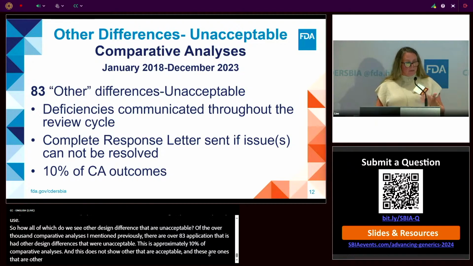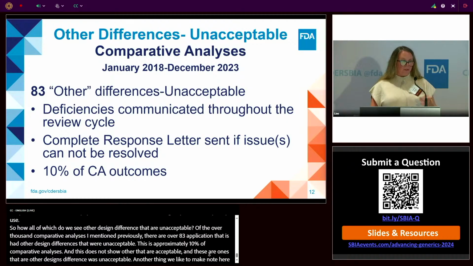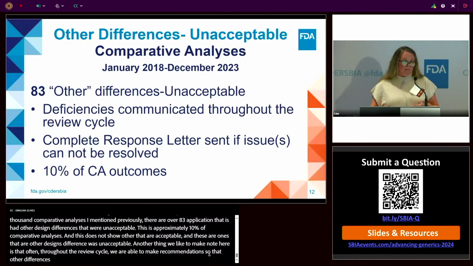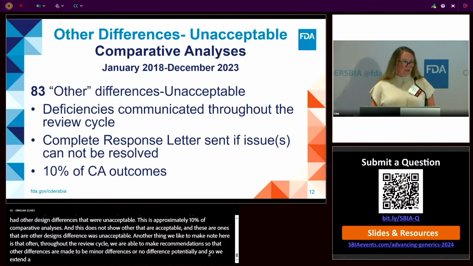The other thing that we'd like to make note of here is that often throughout the review cycle, we are able to make recommendations so that these other differences are made to be minor differences or no difference potentially. And so we only send a complete response letter if we're unable to rectify the issue during that cycle.